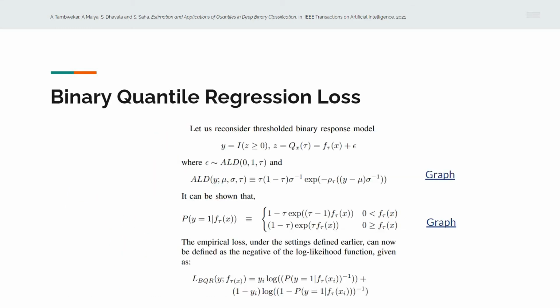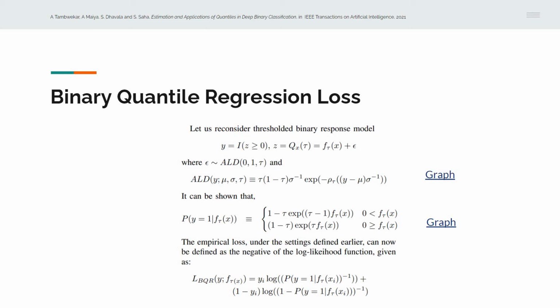So this is the binary quantile regression loss that we've come up with. The first line here that you see, y is equal to I(z >= 0), is exactly what I talked about at the start, where all we're really doing is having an indicator function to see whether or not the latent function is greater than 0. If it's greater than 0, class 1, otherwise class 0.